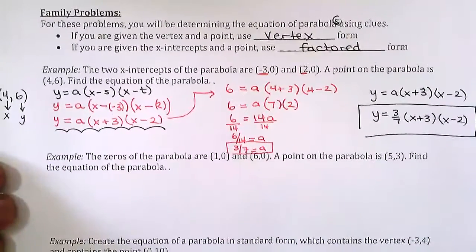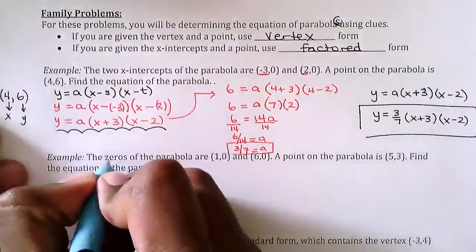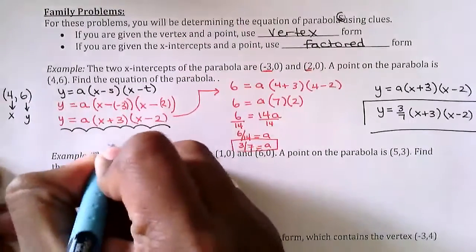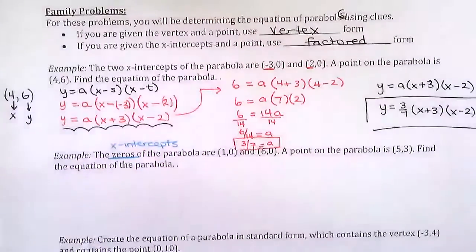So the second example here, it says the zeros of the parabola are 1, 0 and 6, 0. A point on the parabola is 5, 3. Find the equation of the parabola. So just some reminder of terminology. Whenever you see the word zeros, that also means x-intercepts. So they've given you the x-intercepts. They've also given you a point.